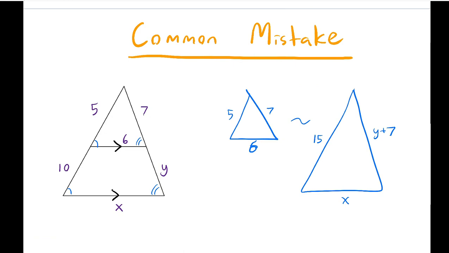You go, oh, well, this triangle is really just 3 times larger. So that means this is times 3, this is 18. And this one is times 3, so this is 21. And so that means y is 14, right? So that's one way to do it, right? But when you draw it out like this, there's fewer mistakes.